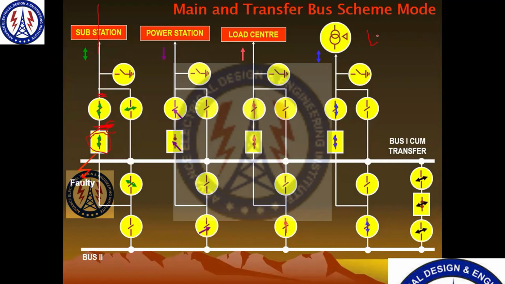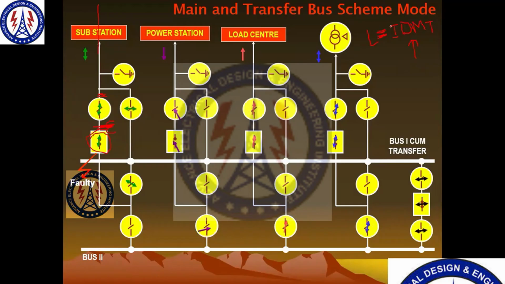Now, line protection works on which principle? IDMT, I think. IDMT. What is the full form of this? Inverse definite minimum time. Okay, so why are we using this? Anyone can tell? The time of operation is inversely proportional to the fault current. Yes, so this is the principle.